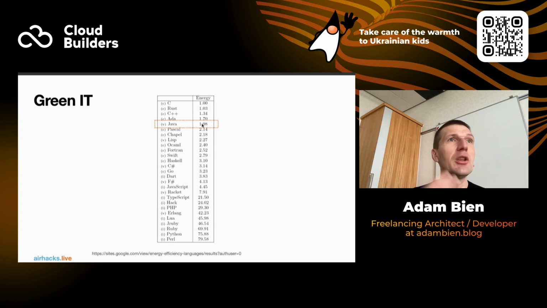So if you are green and you like to be efficient, take a look at Green IT and Java. And what it means, Java is energy efficient. Java is also really fast. So Java is faster than Python and Node.js.